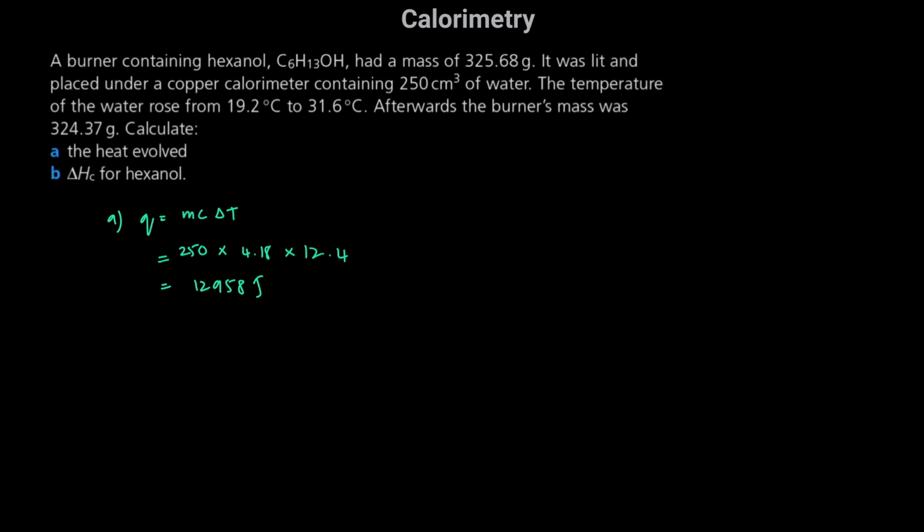Now we need to find the enthalpy change of combustion for hexanol, and we're going to do that in kilojoules per mole. So we're first going to convert Q. We know that Q is equal to 12.958 kilojoules. And we can say that the enthalpy change of combustion is simply minus Q over N, where N is the number of moles of fuel. So we can calculate the number of moles of fuel. We know the mass of fuel, the mass of fuel is 1.31 grams.